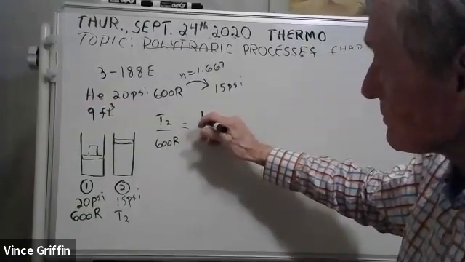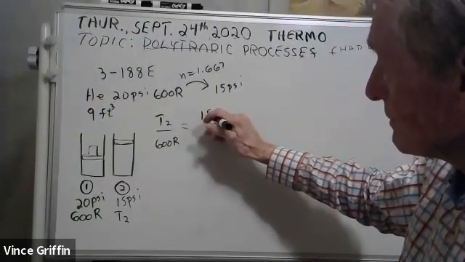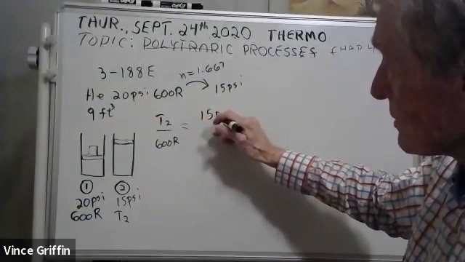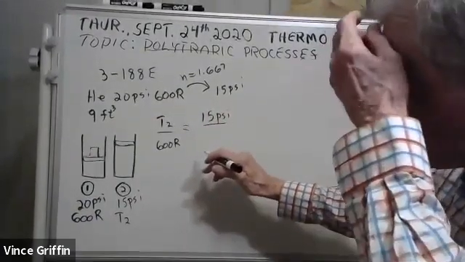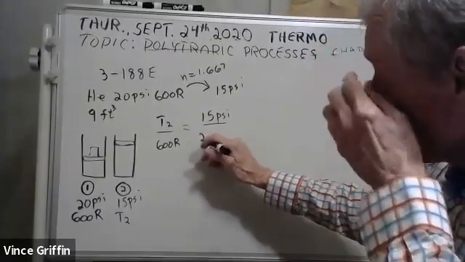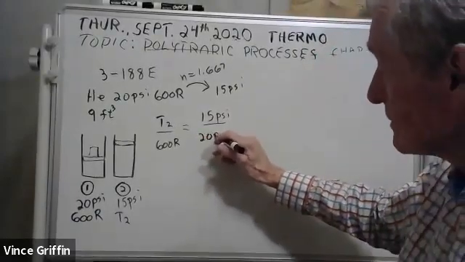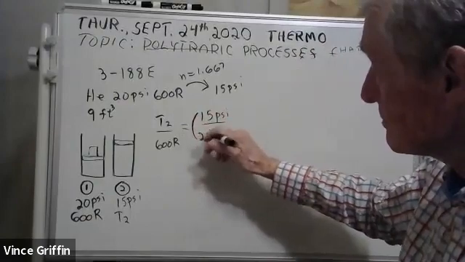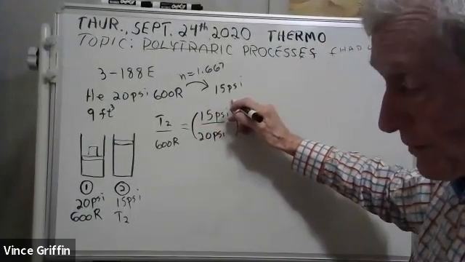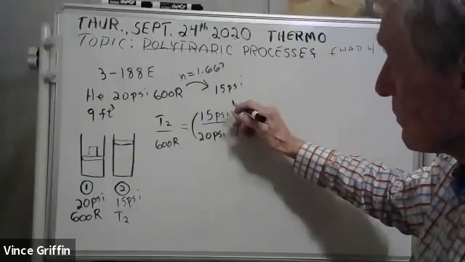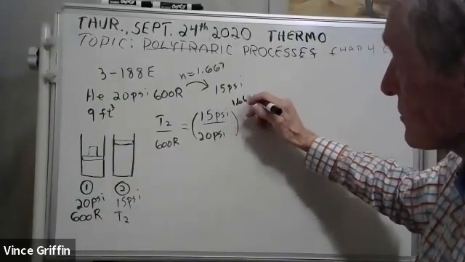Equals P2, which is 15 psi, over P1, which is 20 psi, to the n minus 1 over n. It's 1.6, just like we just did.